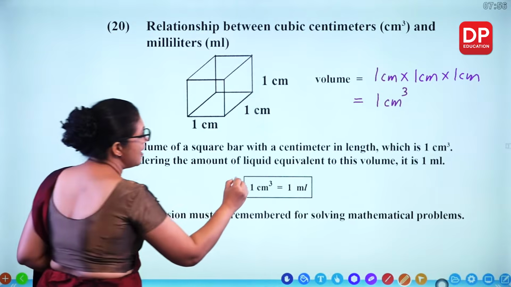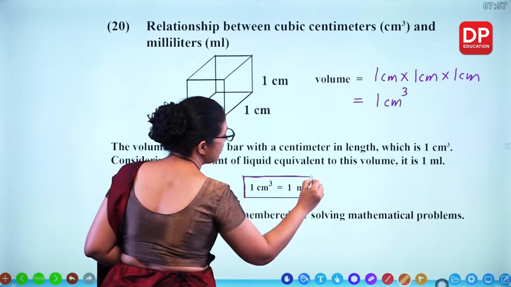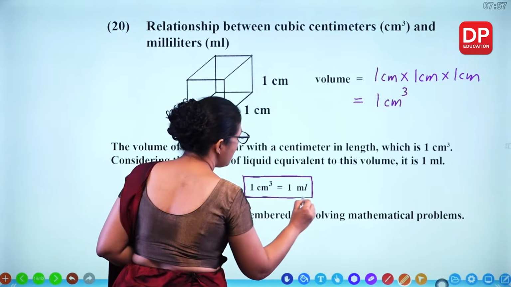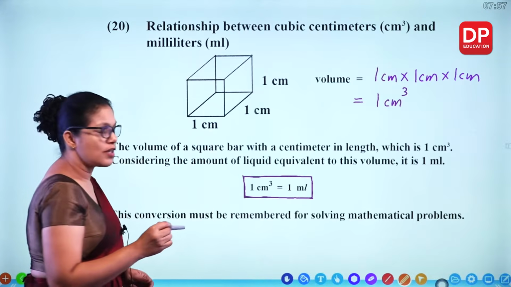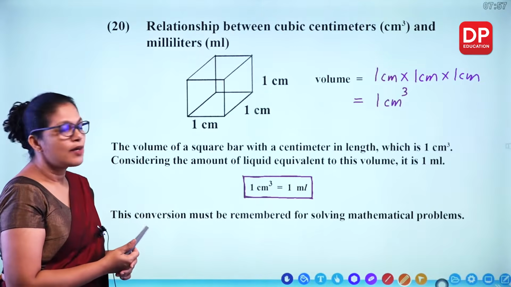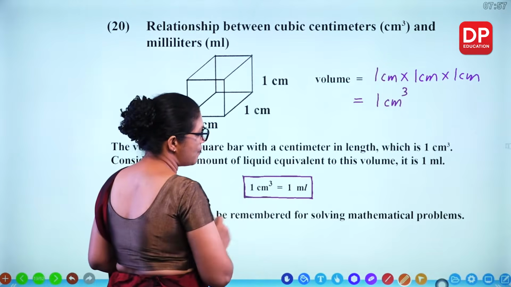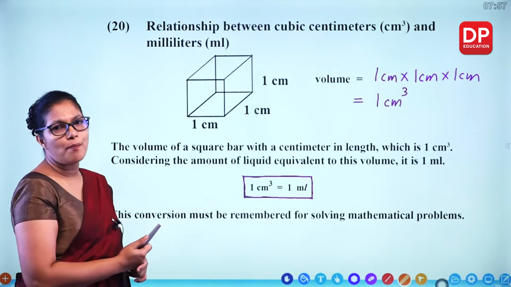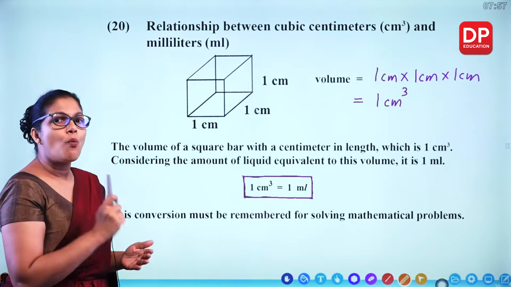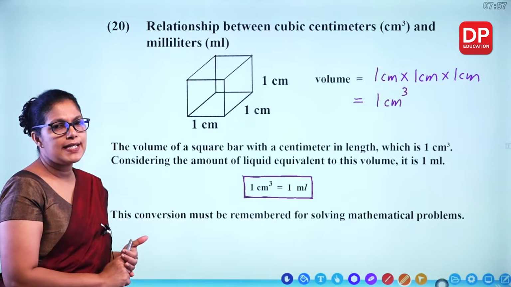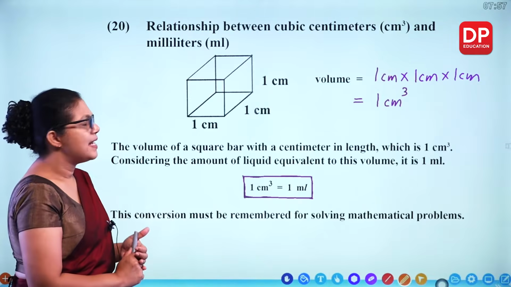This is an important relationship. You need to know this conversion when you are doing questions. This conversion must be remembered for solving mathematical problems. So what is it? 1 cubic centimeter is the same as 1 milliliter.